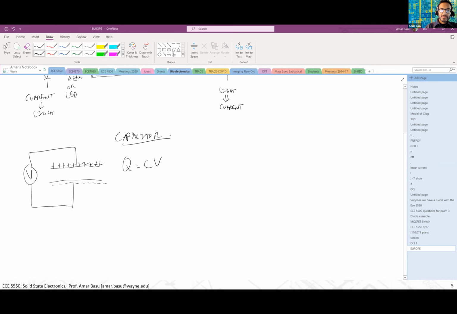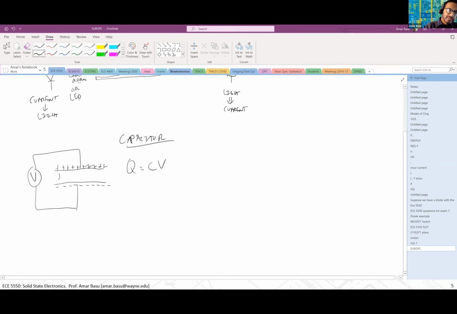But this concept, if you remember, we also talked about electric fields. In a capacitor, there is an electric field that's generated. An electric field always goes from positive charge to negative charge. It points from positive to negative charge. And the relationship between voltage and electric field was E is equal to V over D, where D is the distance between the two plates.